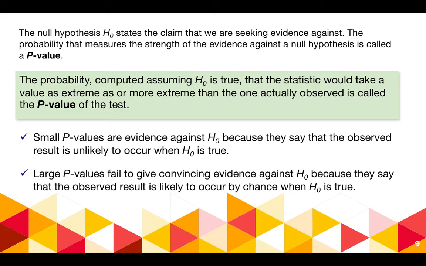Small p-values are evidence against the null hypothesis, and right now we're just going to look at different values for p-values. We'll talk about how to compute the actual p-value later, but the smaller the p-value, that means you have evidence against the null hypothesis because they say that the observed result is unlikely to occur if H naught was actually true. Large p-values fail to give convincing evidence against the null hypothesis because they say that the observed result is likely to occur by chance when the null hypothesis is true. So with a larger p-value, you do not have convincing evidence against the null hypothesis.